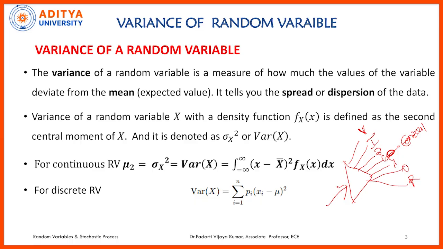Mathematically, variance can be defined for a continuous random variable as variance of x is equal to the integral of (x minus x bar) whole square into fX(x) dx, where x bar is the mean value and x is the instantaneous value. Generally, the variance is denoted as sigma x square or variance of x. For a discrete random variable, the variance of x can be computed as summation over i of (xi minus mu) whole square into p of xi. So for the discrete version, this is the formula, and for the continuous version, this is the formula we need to apply for the computation.